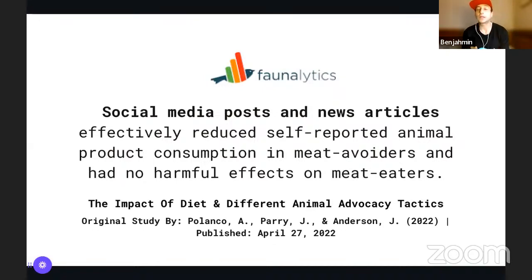Faunalytics, and I'm going to reference them later, is a really cool animal rights organization that uses stats and data to analyze what's effective within the animal rights movement. I'm just quoting one part of the summary of the impact of diet and different animal advocacy tactics. It was a study they did in 2022, looking at different forms of activism. And actually, social media posts and news articles are very, very effective.